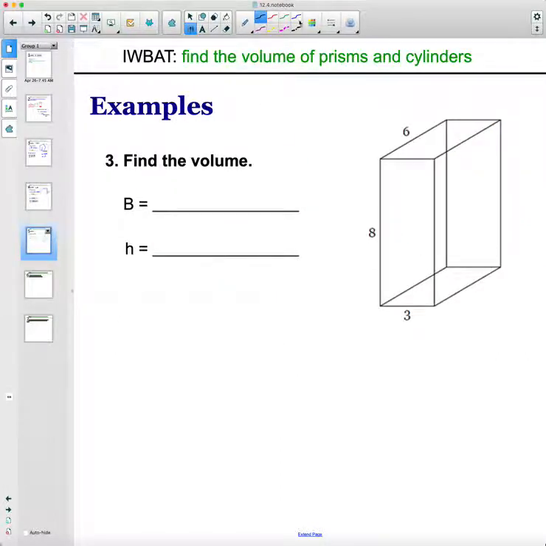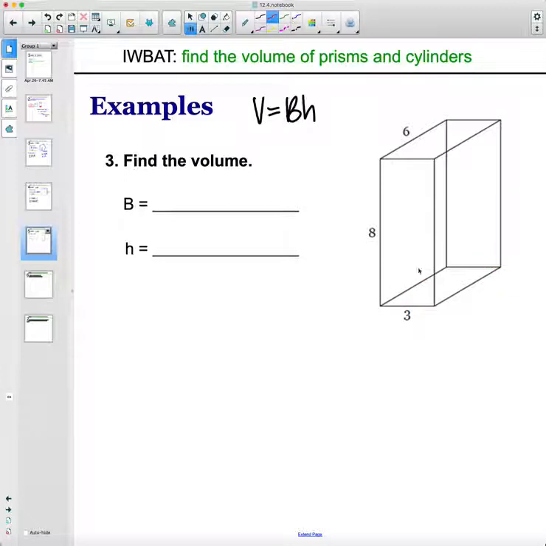Rectangular prism here. Now you can choose any one of these as the base. It doesn't matter because they're all rectangles. So when you do volume equals area of the base times the height, you need to know which ones you're using as the base because that'll obviously change your area of your base and it'll dictate which one's the height. So I'm going to just use the bottom as the base.